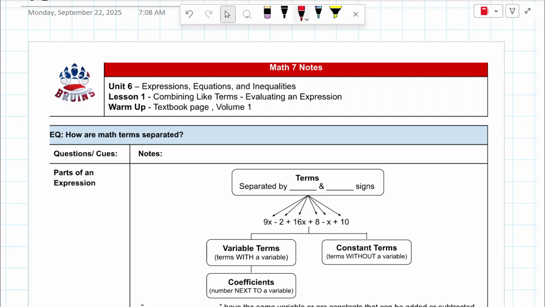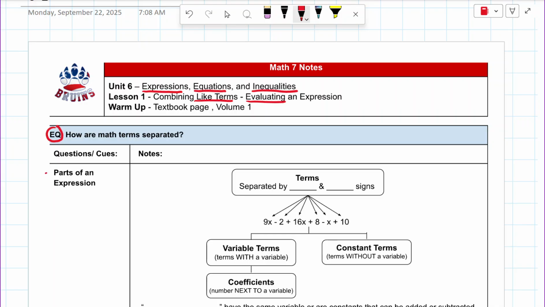Unit 6, here we are. Expressions, equations, and inequalities. We are starting off the unit with talking about expressions, what they are and how to work with them. Lesson 1, we are learning how to combine like terms and evaluate an expression. Our essential question for the lesson today is how are math terms separated?